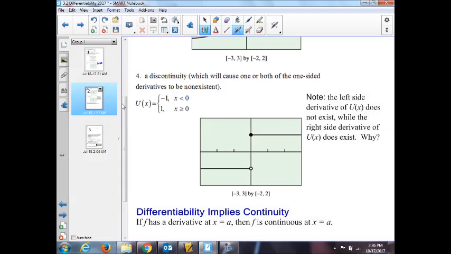So if you're given a piecewise function and it's not continuous, no dice. Now just take a look at this note here. The left side of the derivative does not exist, because of this hole here. The right side derivative of this function does exist. Now I'm asking you, why?